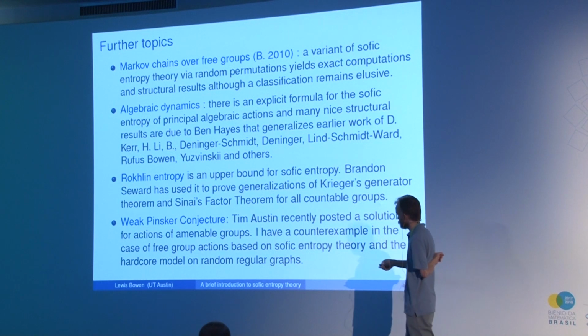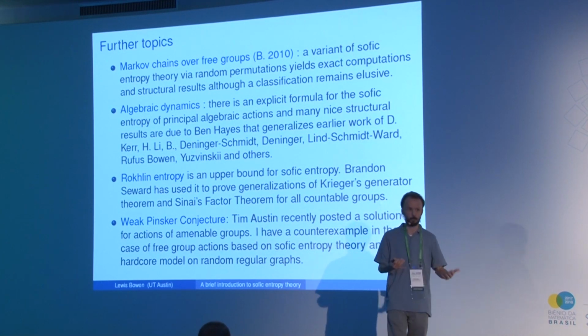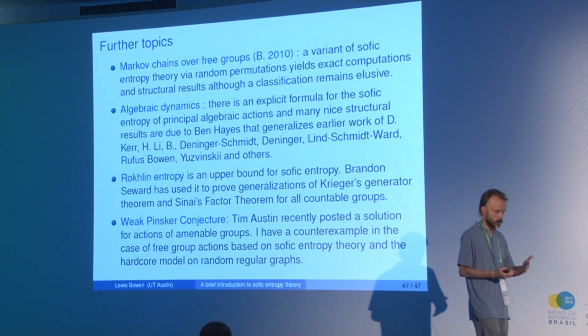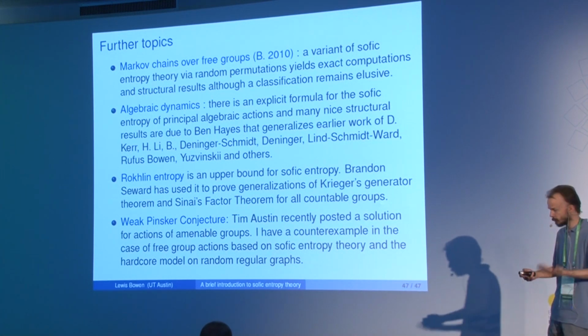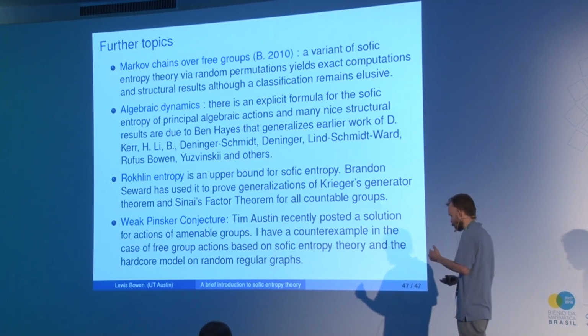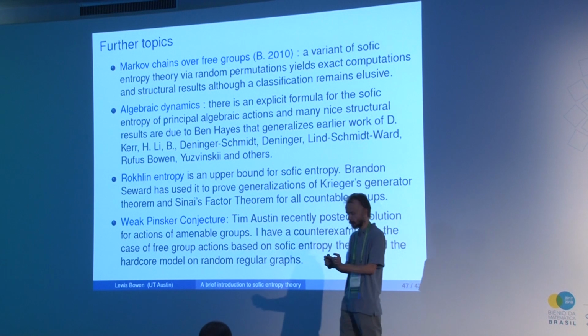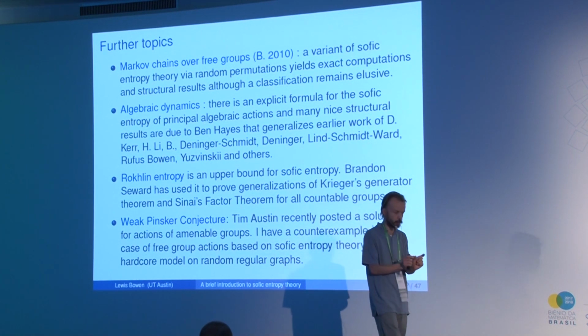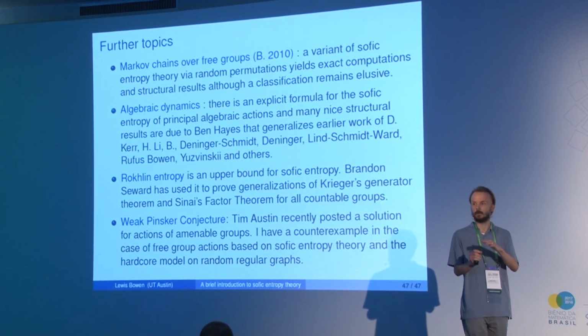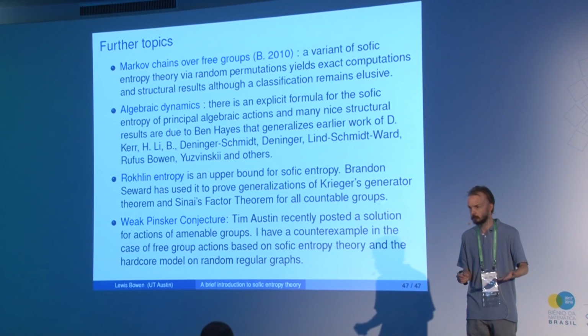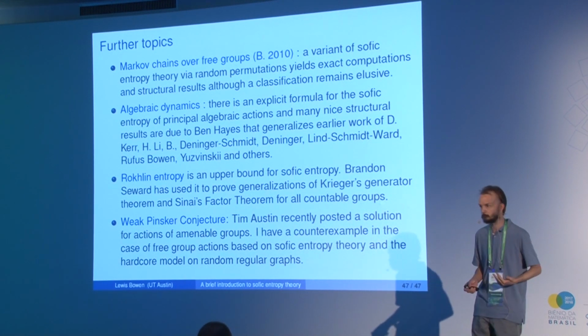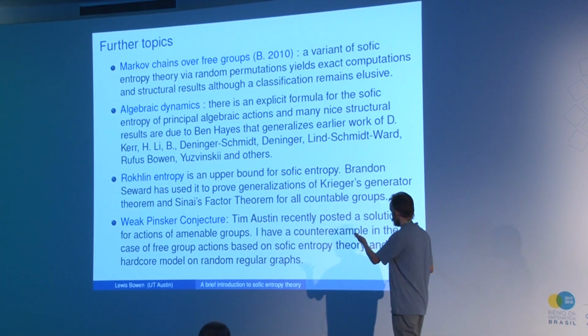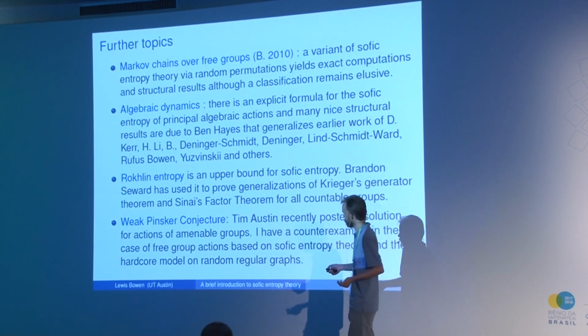Tim Austin recently posted a solution to the weak Pinsker problem. So this is showing that an arbitrary ergodic action of the integers can be decomposed as a direct product of a Bernoulli shift and an action with entropy less than epsilon, where epsilon is pre-specified. And in fact, it generalizes to amenable groups.